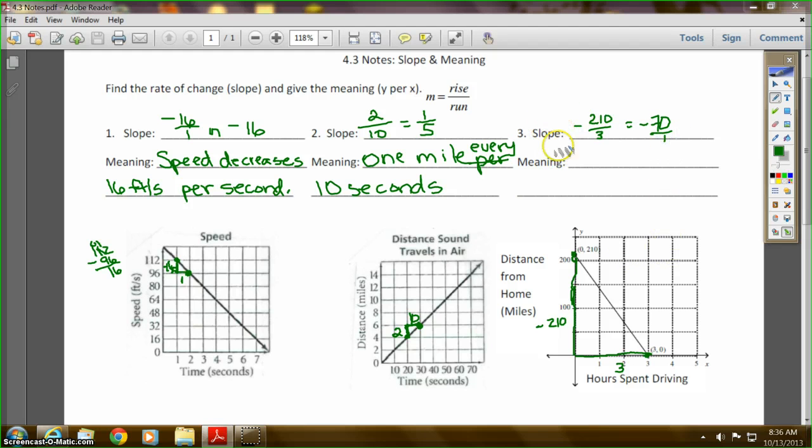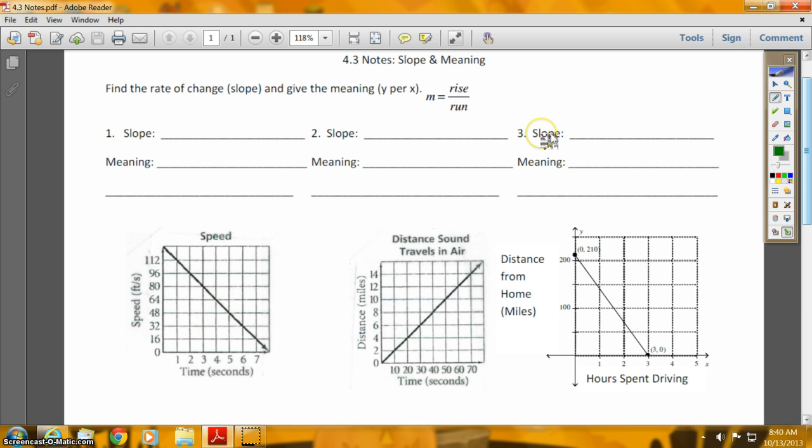So the meaning means I am traveling negative 70 miles closer to home every hour or per hour. Traveling negative 70 miles per hour. So that means that negative 70 represents how much closer you're getting to home. Negative 70 miles per hour. Okay.